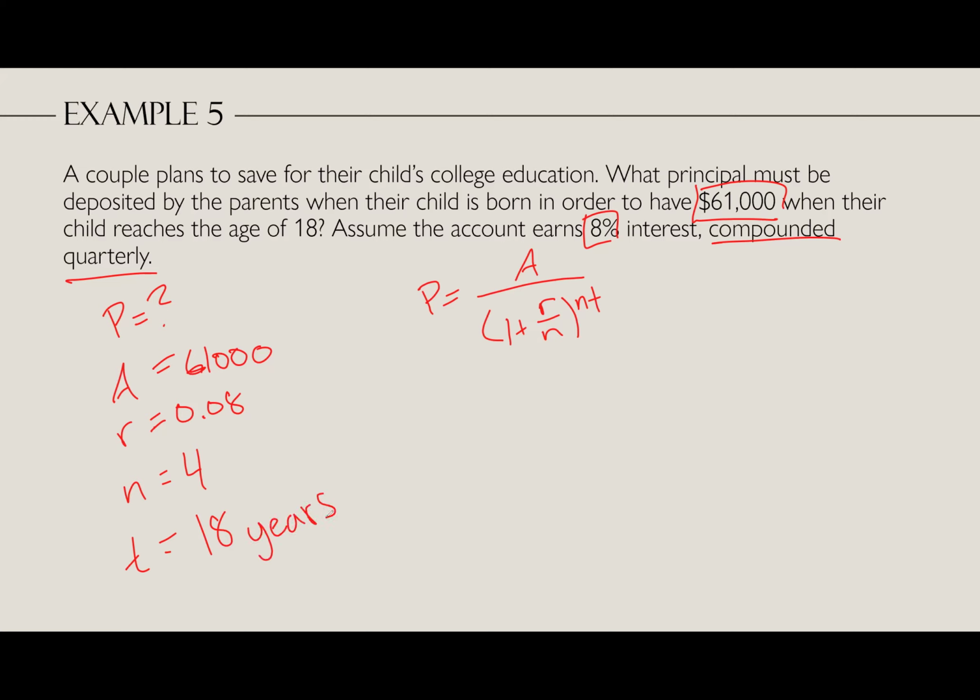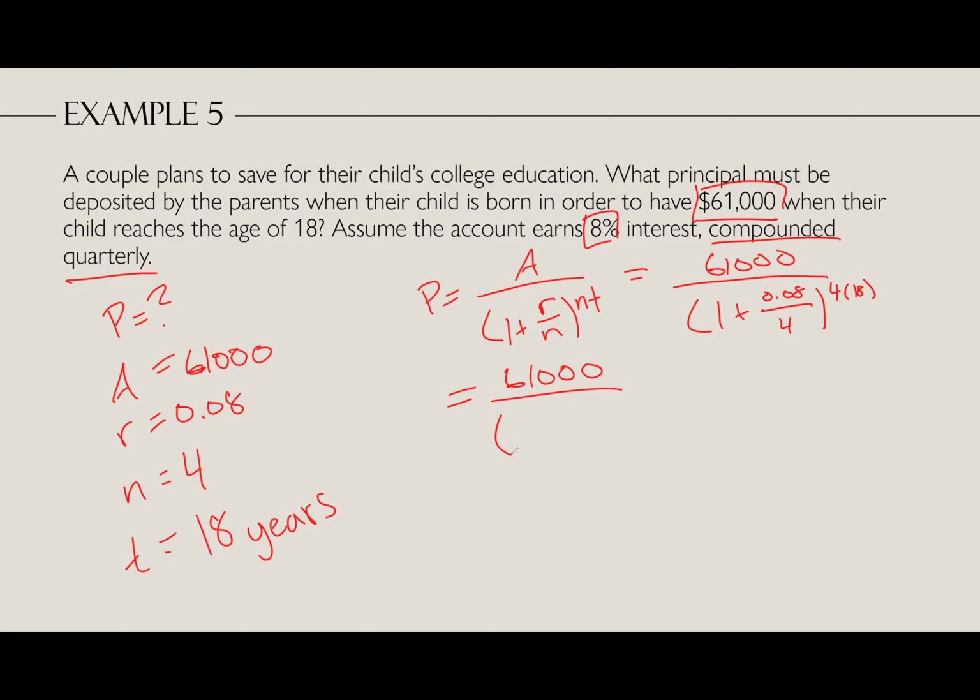So now I'm going to go ahead and plug in all these values. A is 61,000. We have 1 plus 0.08 over N to the NT power. Again, I just plugged in A, R, N, and T. Now my job is making sure that I clean all this up properly and that I'm not making any mistakes. For now, I'm going to leave the top alone because 61,000 is by itself.